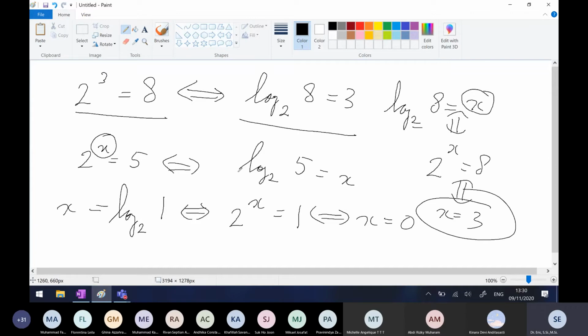Okay. So if I want to find x where 2 to the power x equals 10, the answer x should be a logarithm. But if you want to find what is 2 to the power of 5, this is just an exponential function.